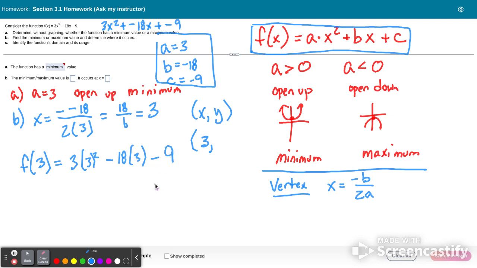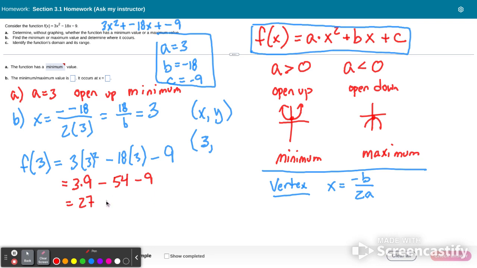I pull out my calculator. Depending on the calculator that you have, it's probably most valuable to go through and simplify this as singular parts. So 3 squared is 9, right? So 9 times 3 would be equal to 27. And then we have 18 times 3, that's 54. We bring down the minus sign, and we've got the minus 9.